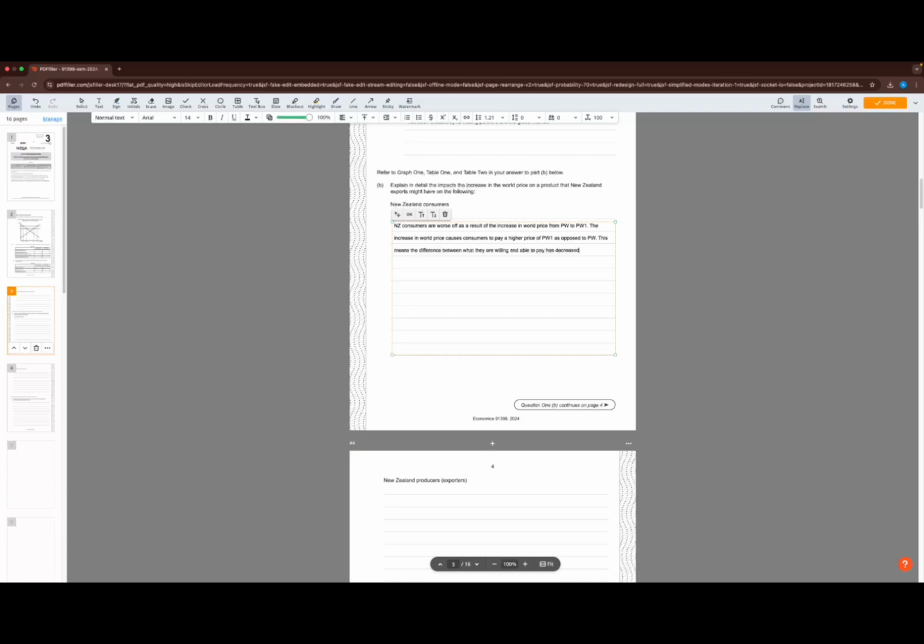All right, so the difference between what they're willing to pay and what they're able to pay has decreased. That means that consumer surplus has decreased.